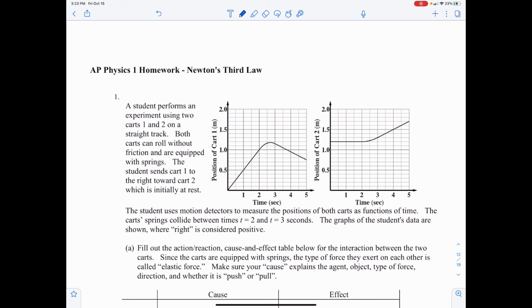Part A. Fill out the action-reaction, cause and effect table below for the interactions between the two carts. Since the carts are equipped with springs, the type of force they exert on each other is called elastic force. Make sure your cause explains the agent, object, type of force, direction, and whether it is a push or pull.